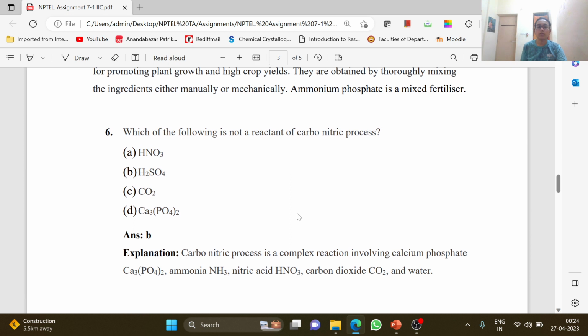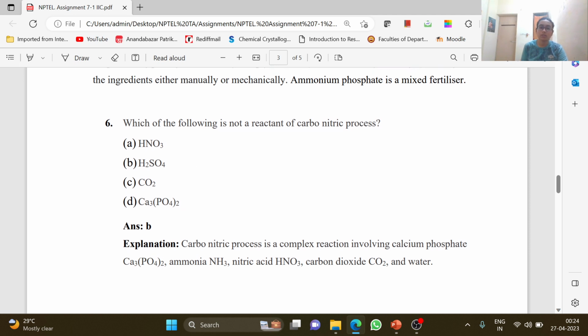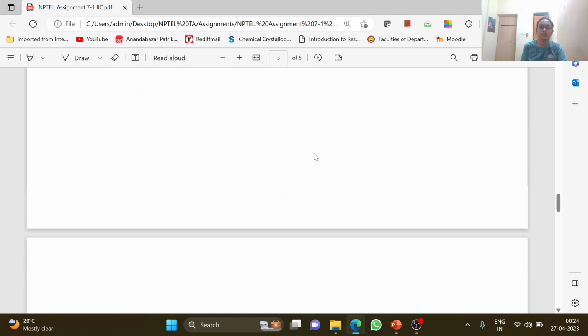Which of the following is not a reactant of carbonitric process? Not a reactant of carbonitric process, the option will be H2SO4. This is not used because the carbonitric process is a complex reaction involving calcium phosphate, ammonia, nitric acid, carbon dioxide and water, but not involving any sulfuric acid. So the correct option will be sulfuric acid, which is not involved in the reaction of carbonitric process.